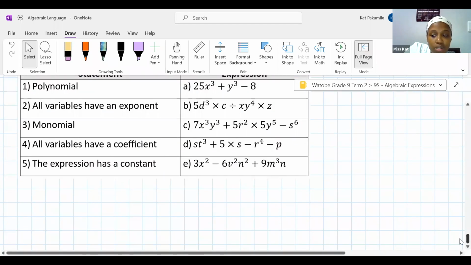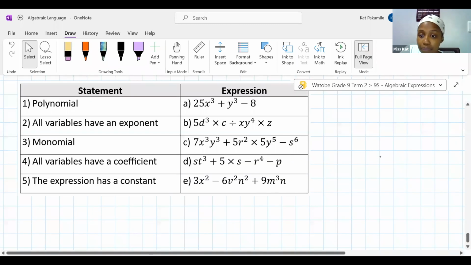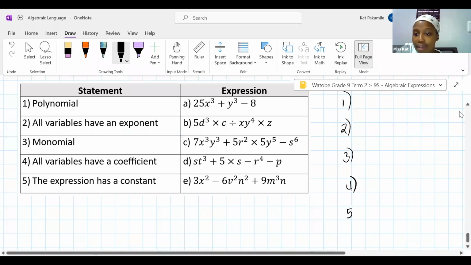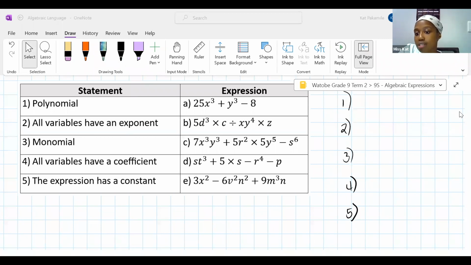Let's match the statement with the expression. Let me write on the side here. 1, 2, 3, 4, and 5. So you must tell me the number and the letter that corresponds with that number. Tebe, this is the first time I see your hand. Let's see what you have to say, Tebe. So, ma'am, number 1 is B.